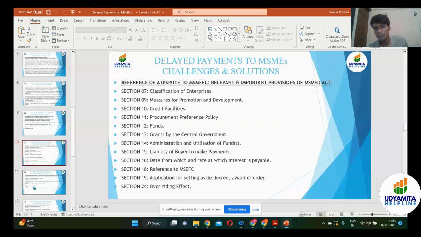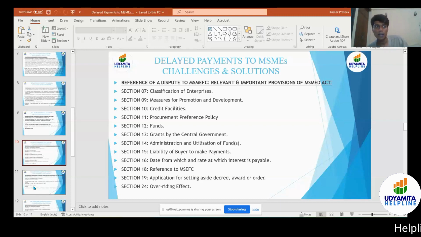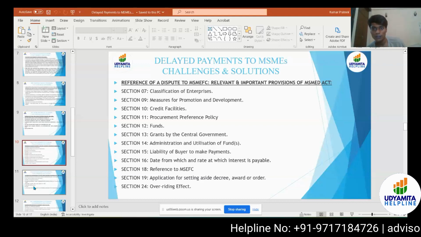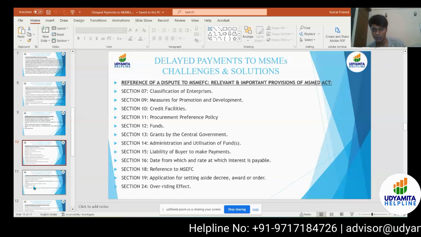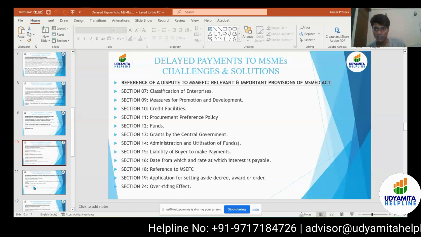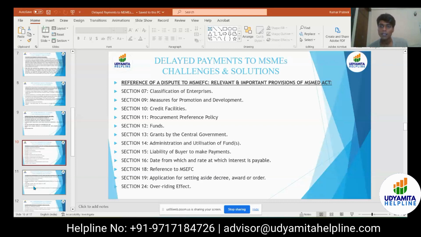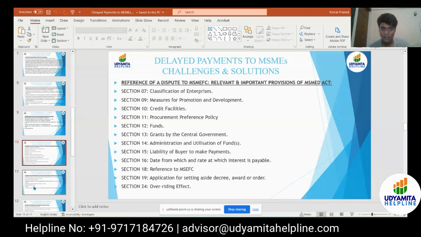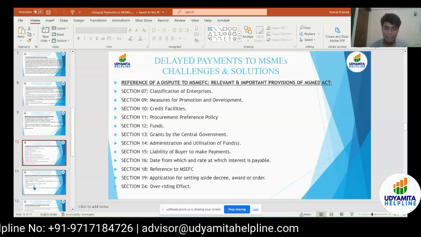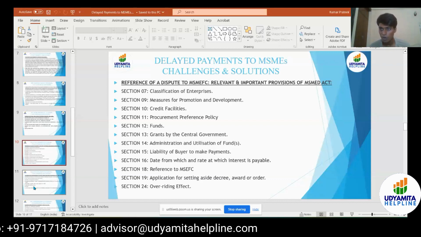So that is the last shot of the MSCFC itself, to facilitate the settlement between the parties, right? And the provisions by which the conciliation is governed are again the Arbitration and Conciliation Act. The conciliation part of the Arbitration and Conciliation Act is applicable in the conciliation proceedings of MSCFC. The section 19 is application for setting aside decree, award, or order.